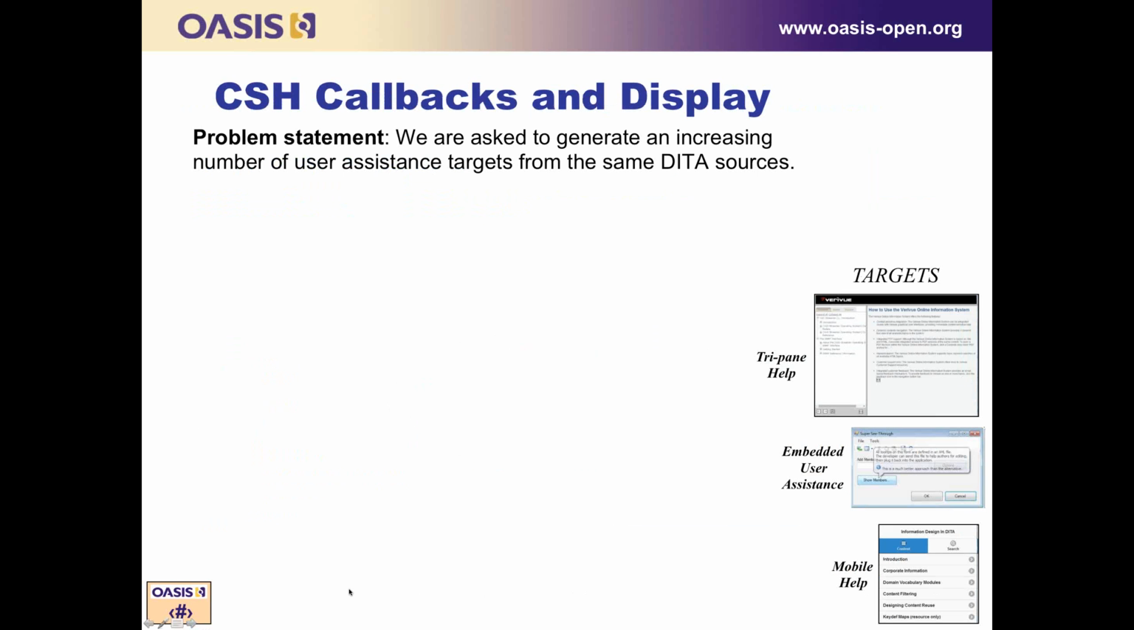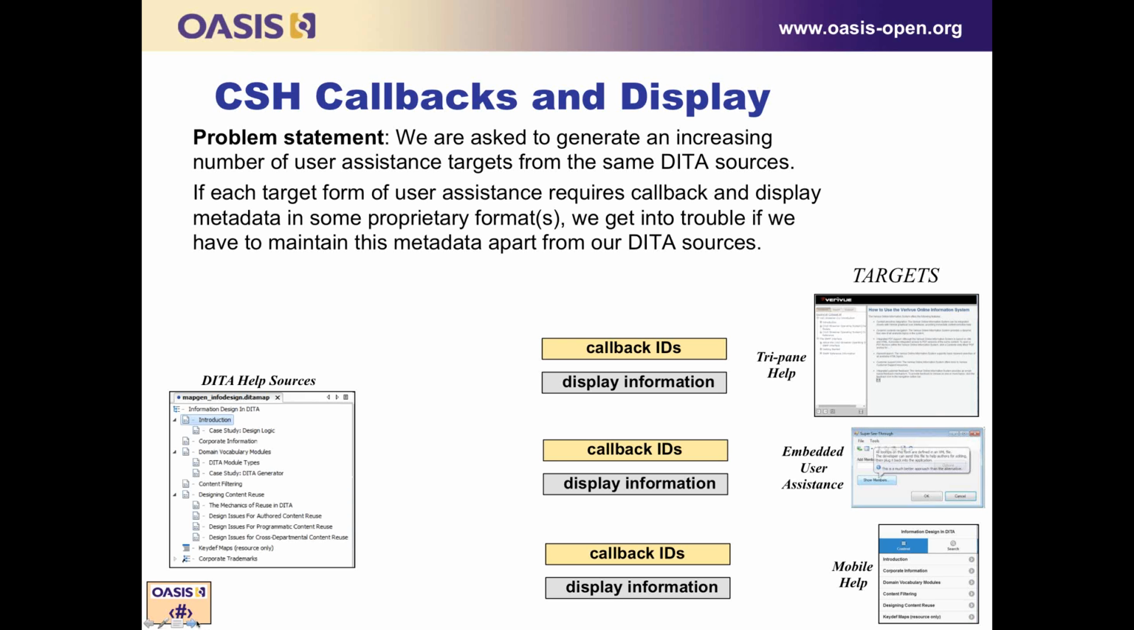Next slide. All right, so the big problem we have with context-sensitive help is we're asked to generate an increasing number of user assistance targets from the same DITA sources. If each target requires a callback or a set of display metadata in some proprietary resource file format, we get into a lot of trouble because we have to maintain multiple copies of this same metadata apart from our DITA sources, and it's simply not scalable.